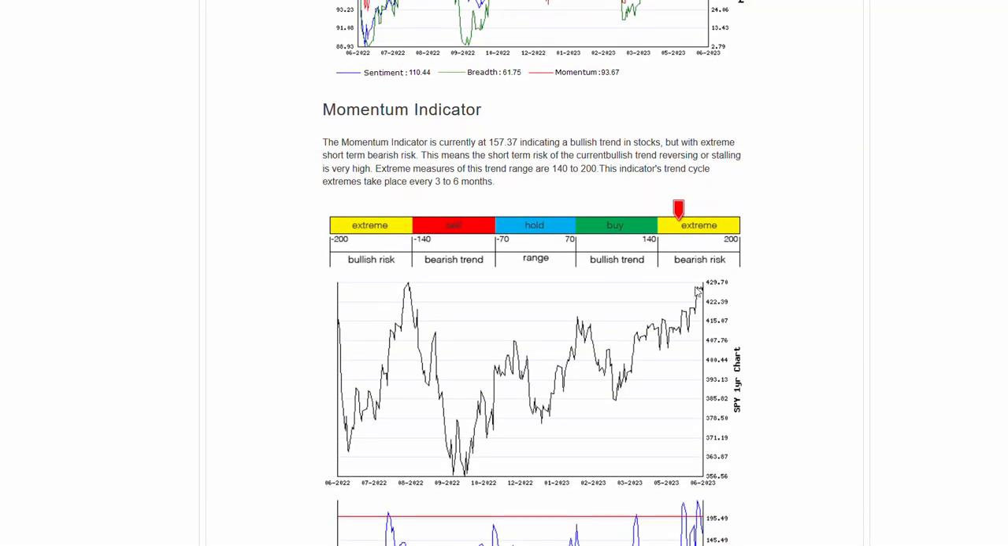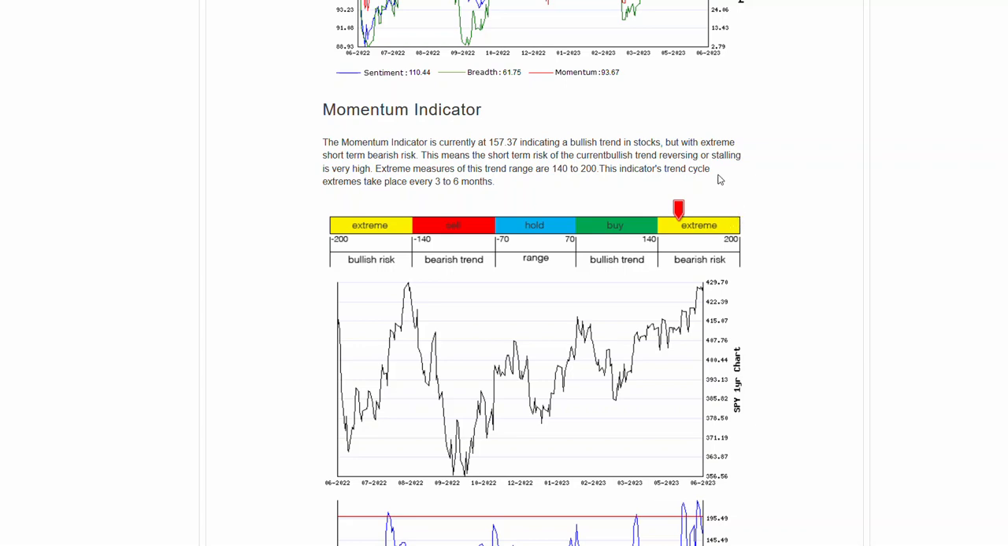Momentum indicator, we've had a breakout. S&P has kind of been trading sideways for the last 3 or 4 days. We're in the top end of that range, but there's a lot of upside still that we could see to take that back up to the top end of that extreme range.